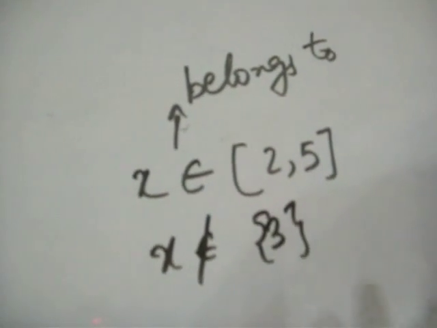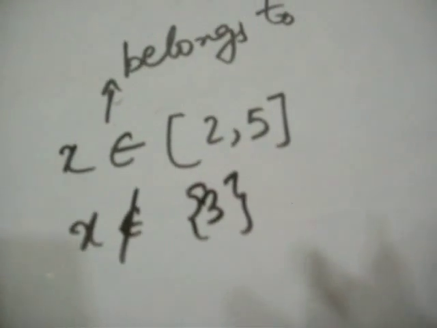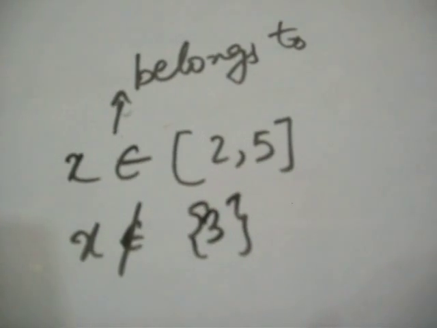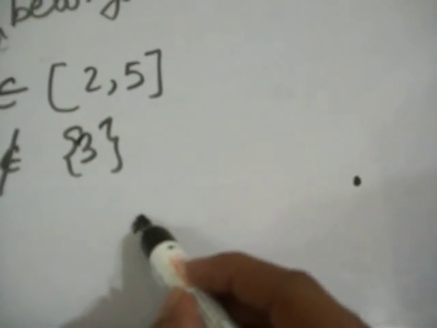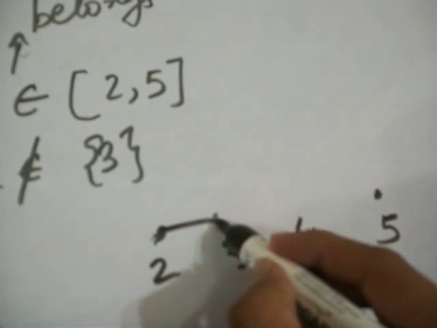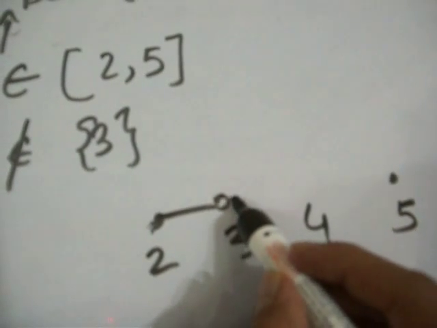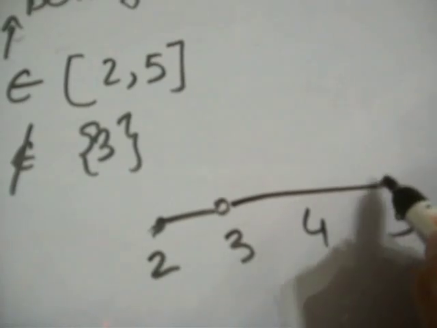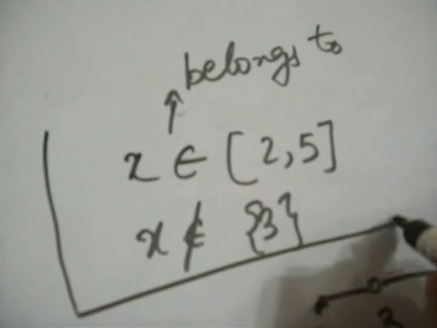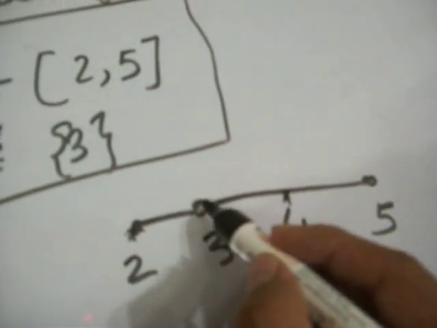the only way to show how we exclude one digit or one number from an interval is that we again make this 2 to 5, 2, 3, 4, 5, and on 3 we have the unfilled circle. And again, if this whole is for one answer or one notation, this is the way it has to be shown.